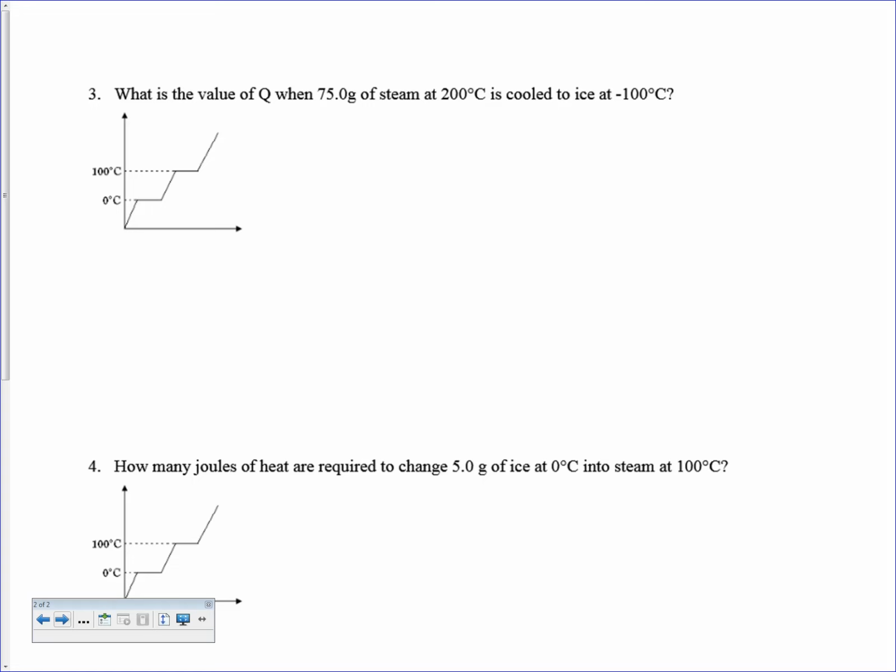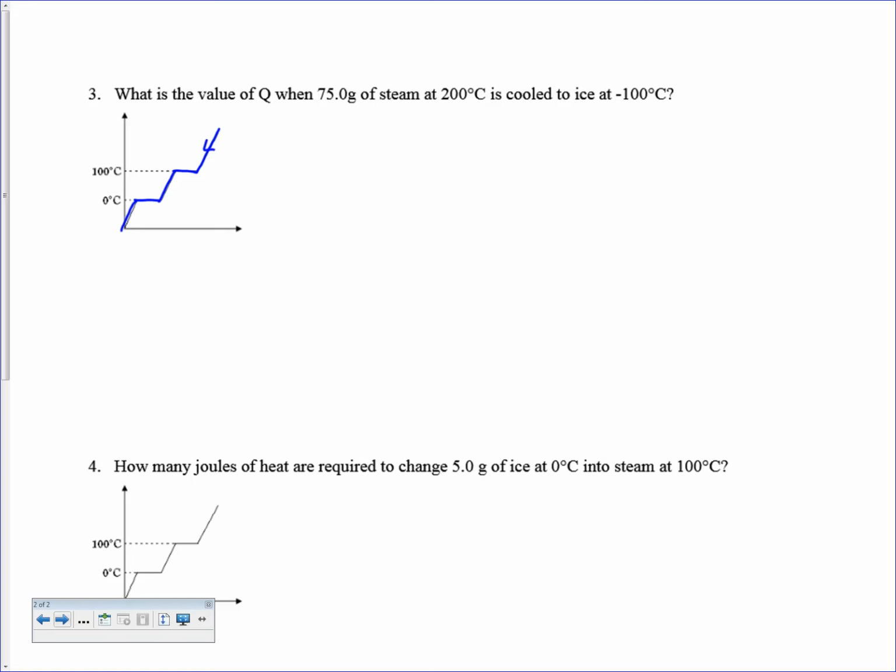All right, on to problem number 3. Problem number 3, we have steam at 200 degrees Celsius. It says it's cooled to ice at negative 100 degrees Celsius. So there's a couple things to notice here. The first thing is we're starting in steam form and we're cooling it. So this is the first time where we've been cooling. So what we do, start up here, 200 degrees Celsius, cool it down, then we condense it. Now it's liquid water. We're going to cool it down to 0 degrees Celsius, and then we'll freeze it, and then we're getting down to ice at negative 100 degrees Celsius.